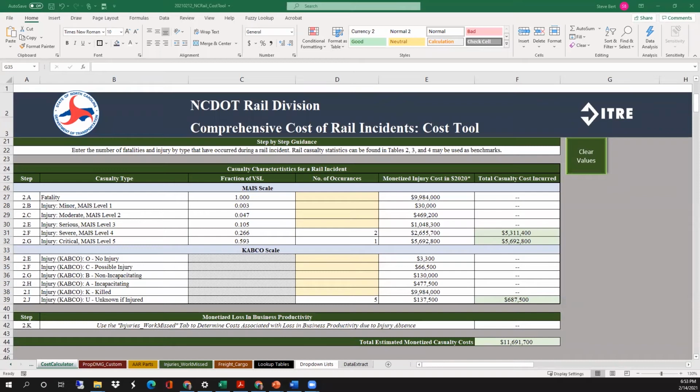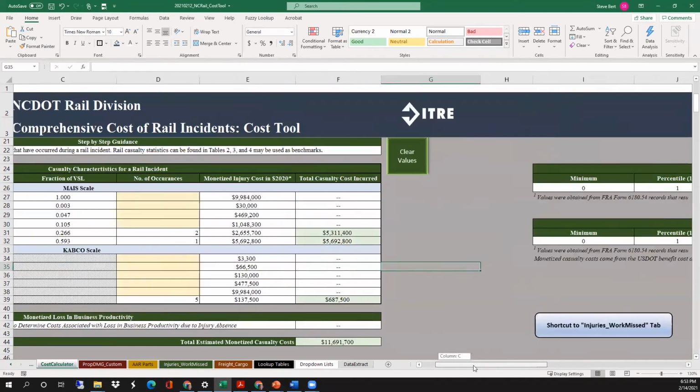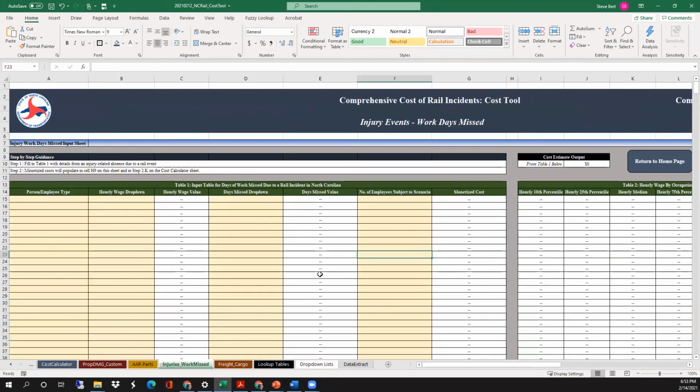For this estimate, I would also like to account for the loss of productivity resulting from the number of workdays missed. This is a result of individuals being injured and having to take time off. I can use the injuries work missed worksheet to account for this. You can navigate directly to the injuries work missed tab at the bottom of the workbook, or you can use the blue shortcut. Now let's make an estimate of the cost associated with workdays missed.